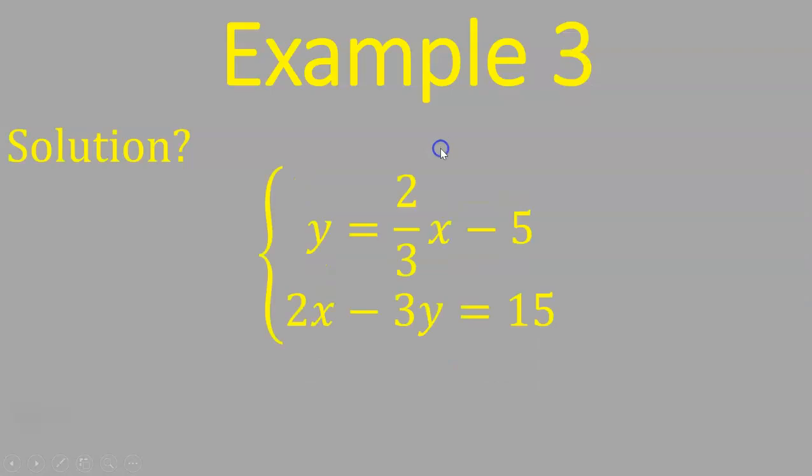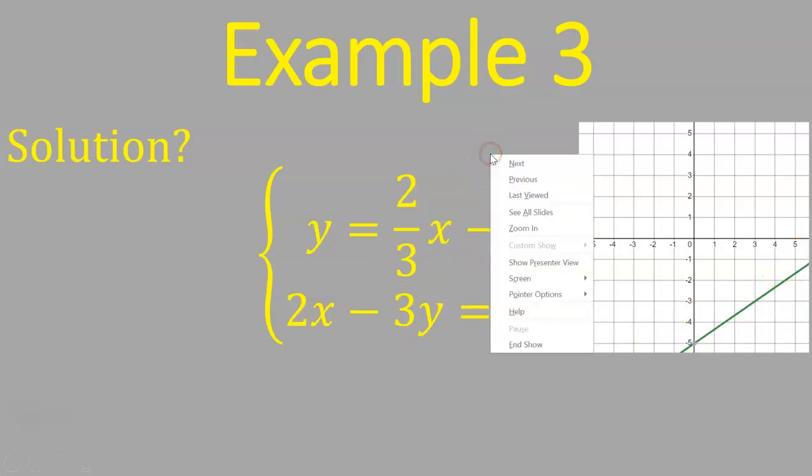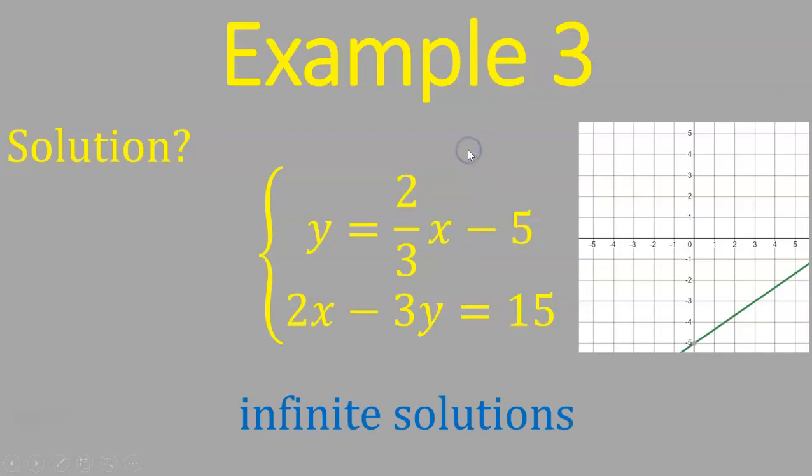A third example, these are set up with one in slope-intercept form and one in standard form, but when you graph them, it's actually the same line twice. Okay, it's exactly the same line. Therefore, any point that's on this line works for both equations at the same time, so there are going to be infinite solutions for this particular situation.